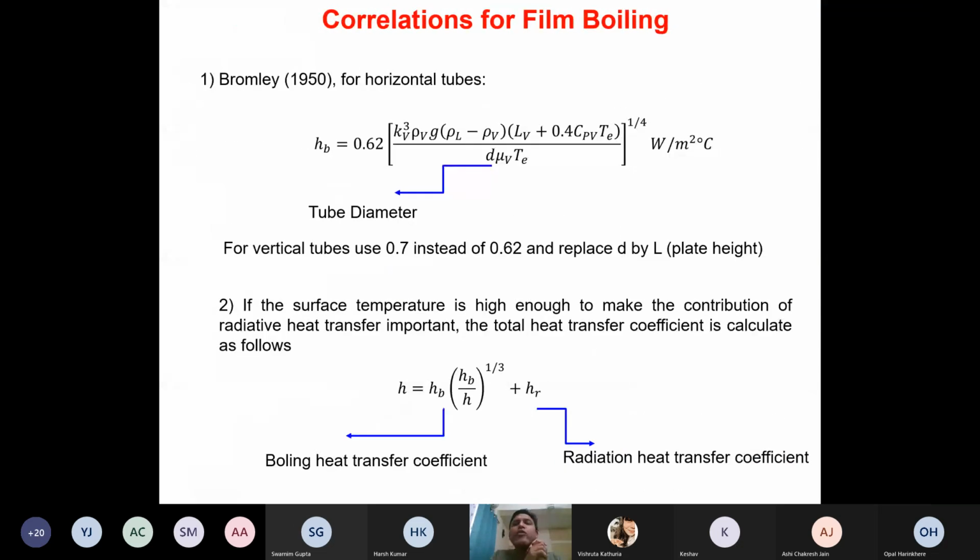Okay. So now let's look at the correlations for film boiling. As we said, our objective is primarily to restrict our boiling to the nucleate boiling regime, because we are going to get a higher value of heat transfer coefficient in the nucleate boiling regime. But in some cases, if you can't avoid working in film boiling, correlations are given for the film boiling regime also. So this is the correlation given by Bromley for film boiling heat transfer. The heat transfer coefficient in film boiling is given by this particular equation.